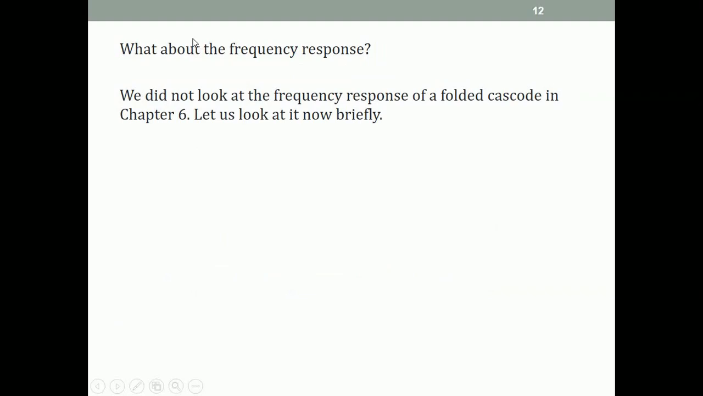Let's also quickly look at the frequency response of a folded cascode. We actually did not do this in chapter 6. Let us do it now.